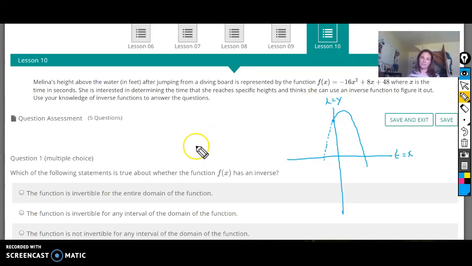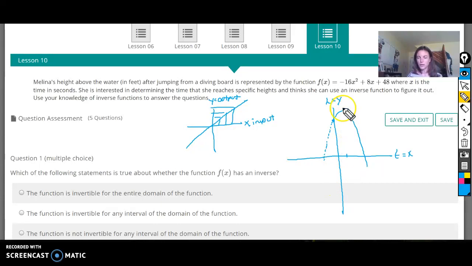So if I have something like a straight line, okay, every single input for this line is going to have a unique output, okay, being that our x values are independent and our input, and our y values are dependent and our output, okay? So a parabola, though, is different, all right?